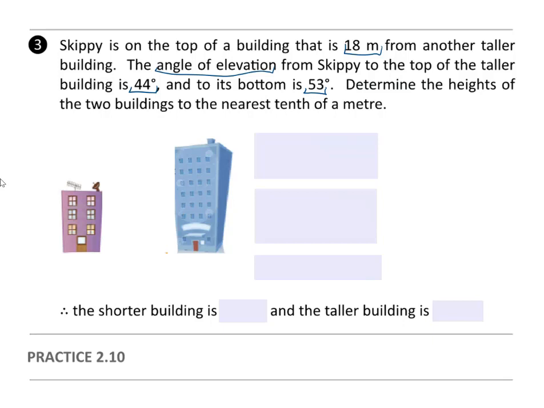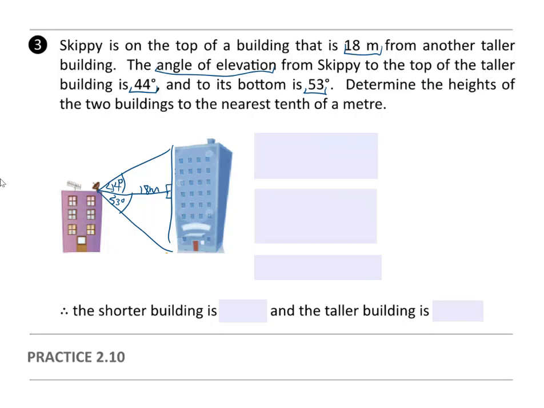So in order to do this, let's actually draw our connecting lines between these two buildings. There are two angles, an angle of elevation, which is 44 degrees, and an angle of depression, which is 53 degrees. And we know how far apart the buildings are. They're 18 meters. All right, it looks like we have two right-angled triangles here. And this would be a right-angled triangle down here.